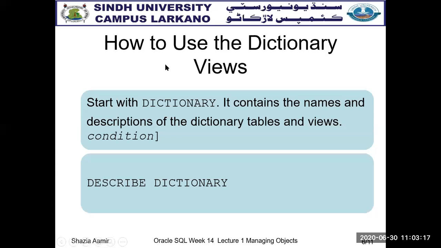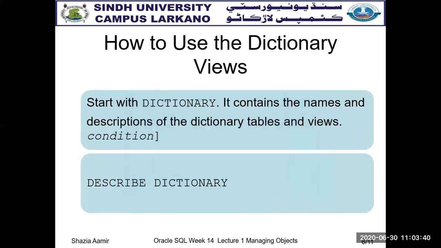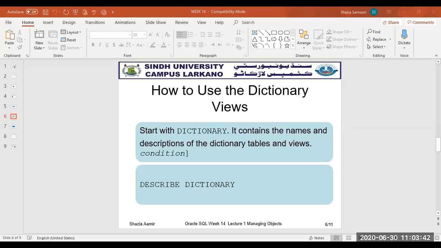Then how to use the data dictionary views. First of all, start with the dictionary, which contains the names and descriptions of the tables and views. So you only write the command DESCRIBE DICTIONARY. You only write this command. We can do this practically. Okay, so we go through the practical. We will use this software.